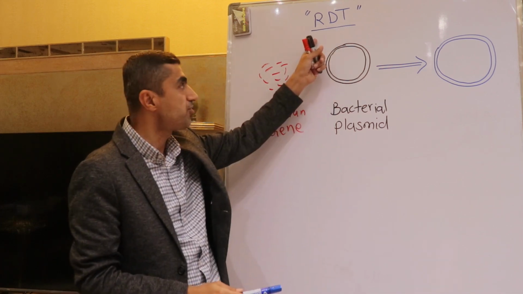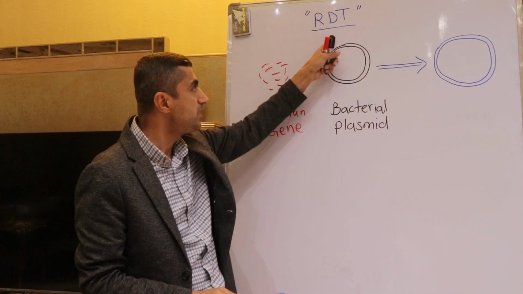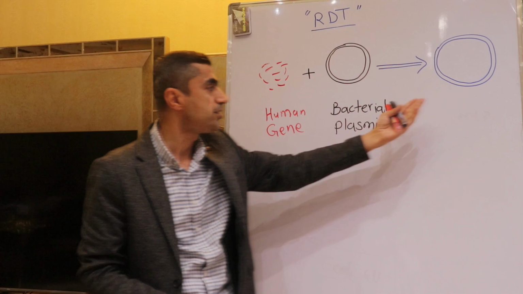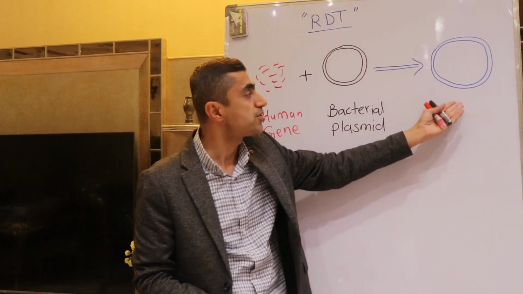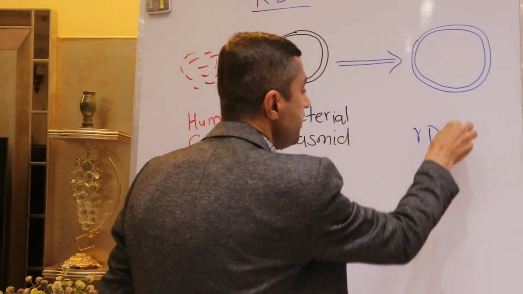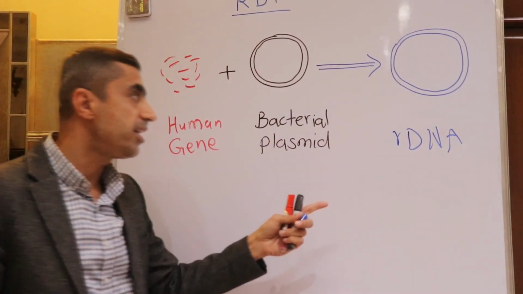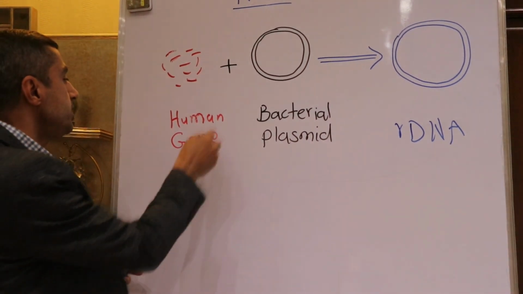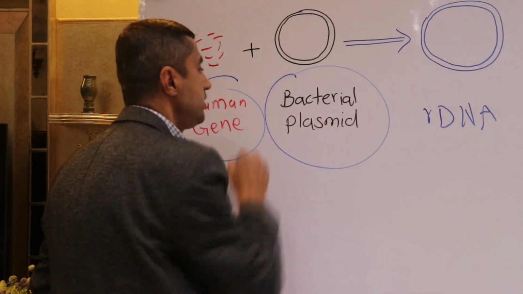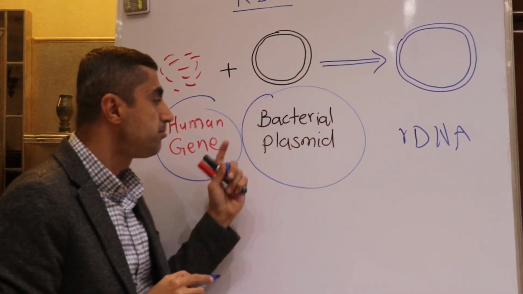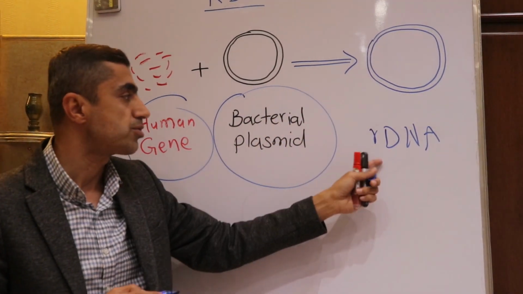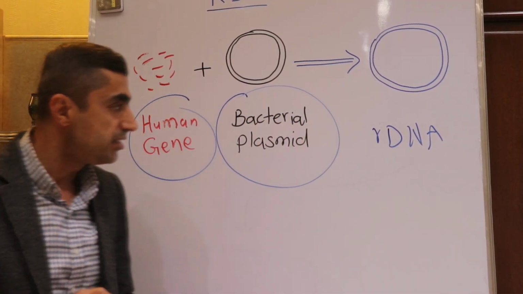Recombinant DNA technology means RDT. R, recombination. The combination of DNA molecules from different sources leads to producing a new one, which is called recombinant DNA, rDNA. So the human gene can bind with a bacterial plasmid, bacterial DNA, to make a new one which is called recombinant DNA.